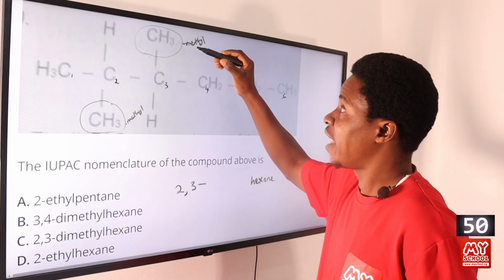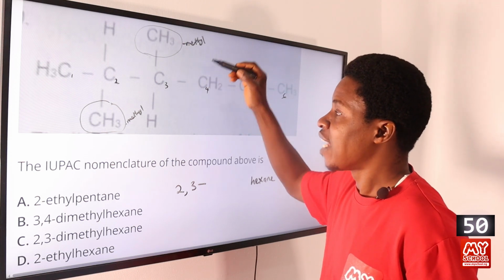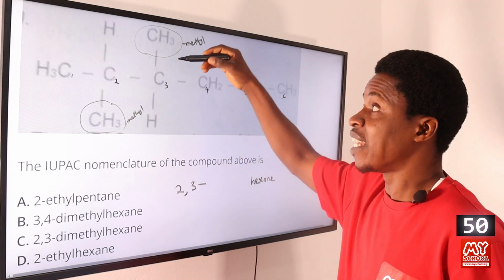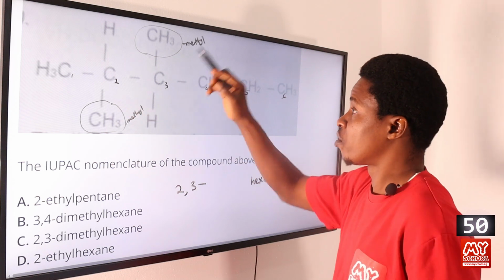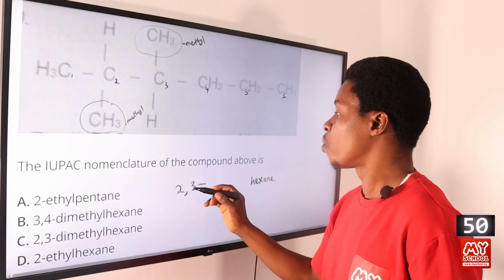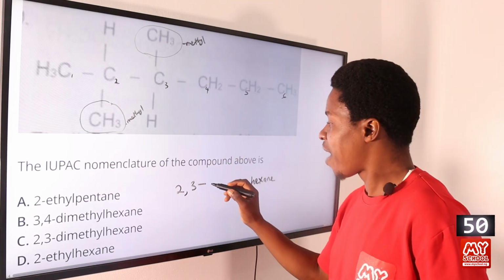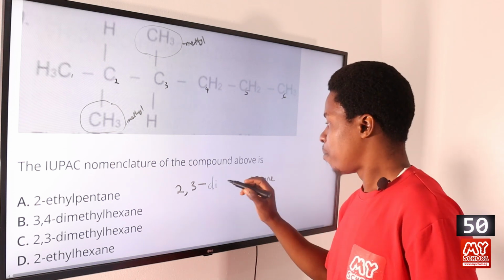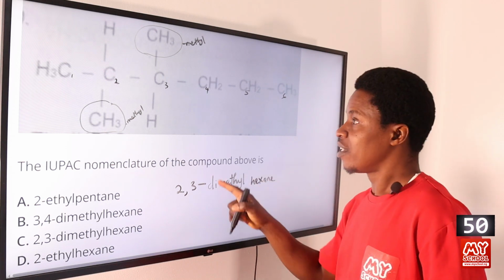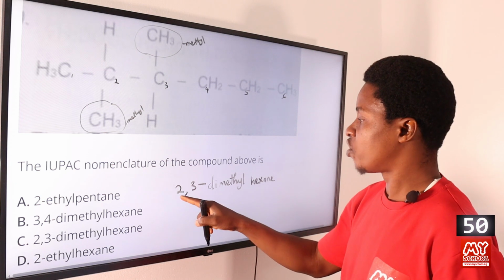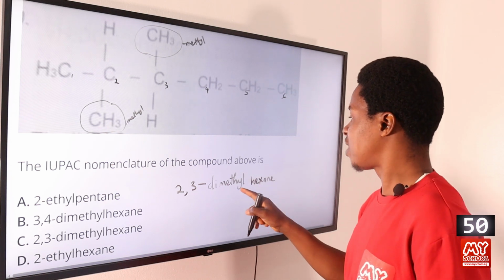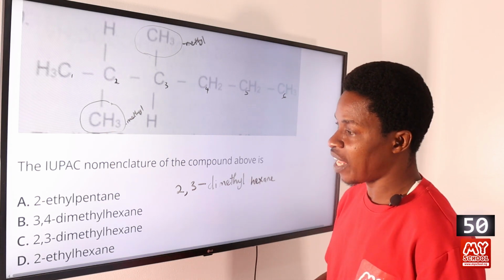If this were C2H5, ethyl, and then this one is methyl, ethyl comes first alphabetically, so it would have been 3-ethyl, then 2-methyl. But both of them are methyl, so we have 2,3. Because there are 2 methyl groups, we have dimethyl hexane. So the IUPAC nomenclature for this is 2,3-dimethylhexane.